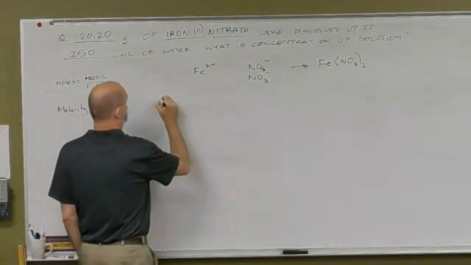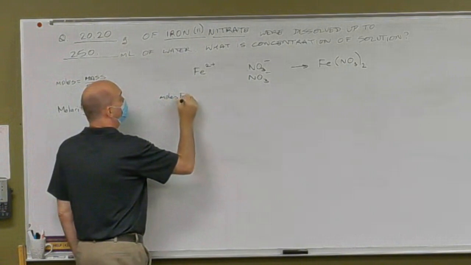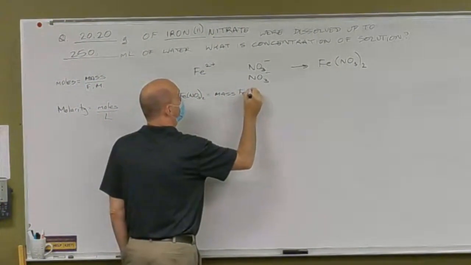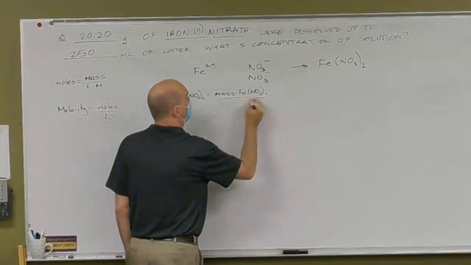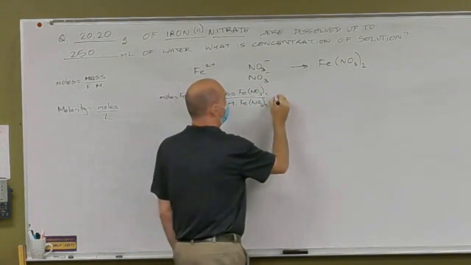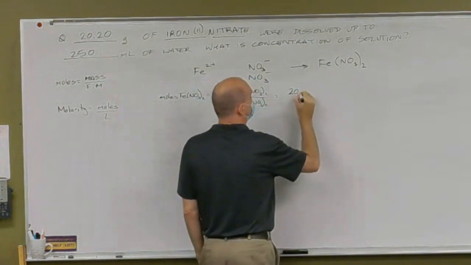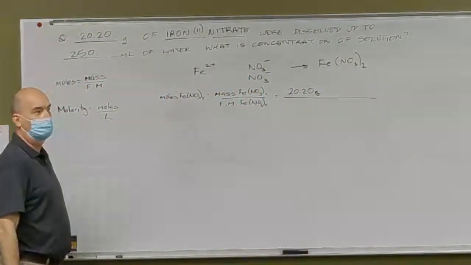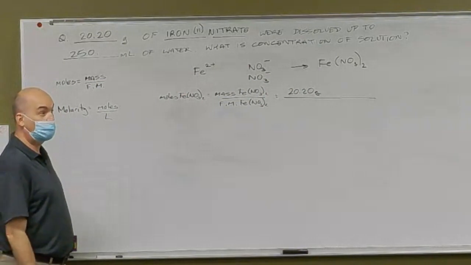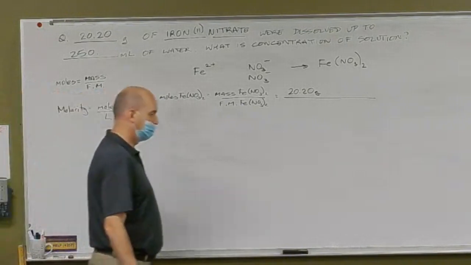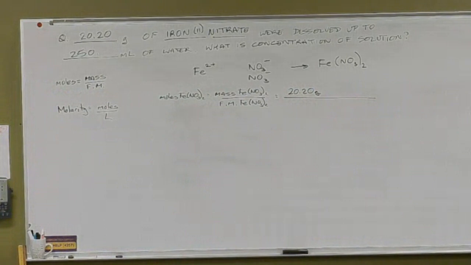Okay. So the moles of Fe(NO3)2 equals the mass of Fe(NO3)2 divided by the formula mass of Fe(NO3)2. Mass is in the question. Formula mass. Got to go find iron on the periodic table. It's in position 26. It's slap bang in the middle of the periodic table there. And it's, what's that? 55.8.